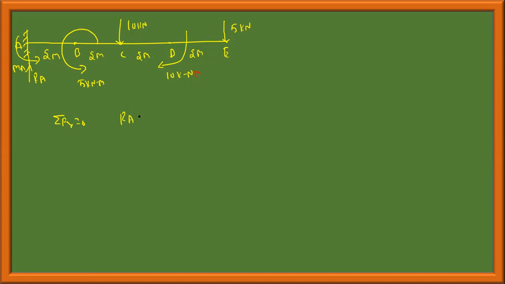Ra minus 10 minus 5 is equal to 0. Ra is equal to 15 kilonewton. Okay, Ma we should also find.